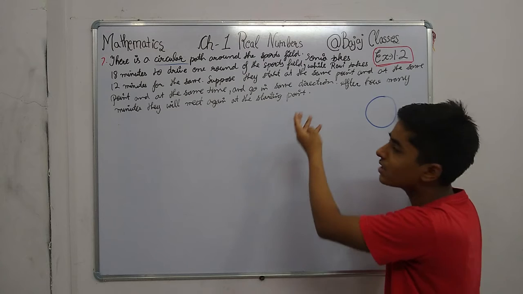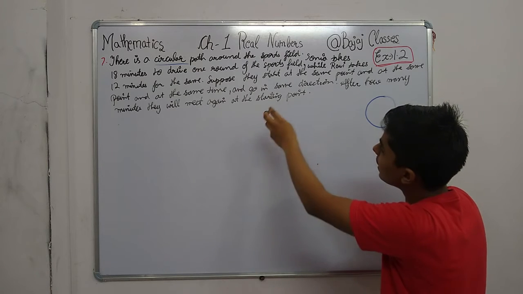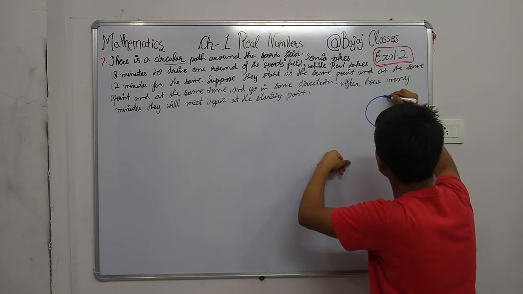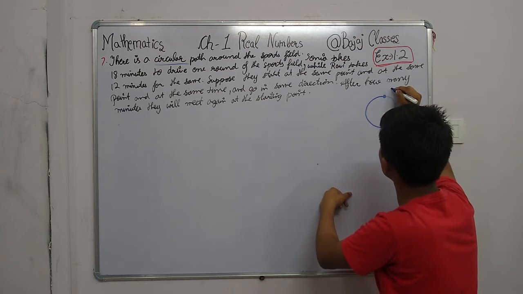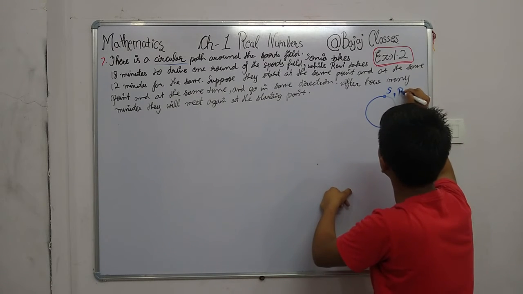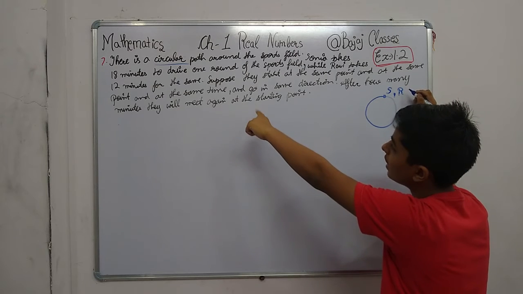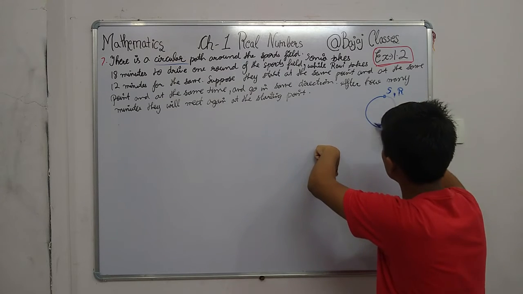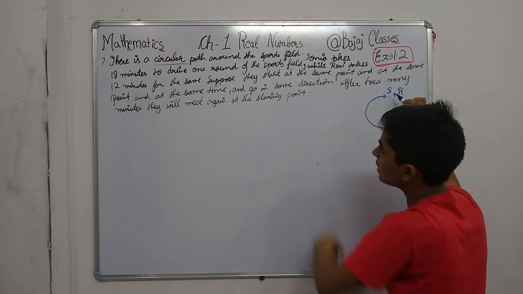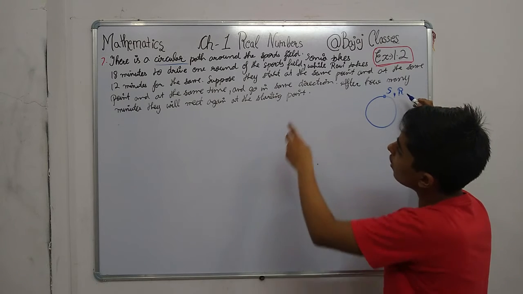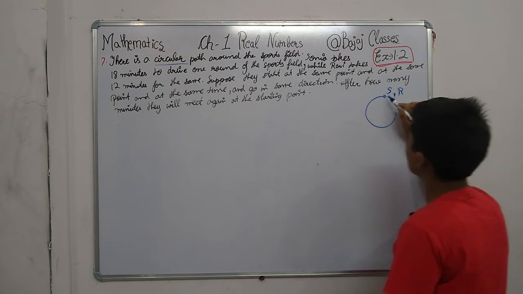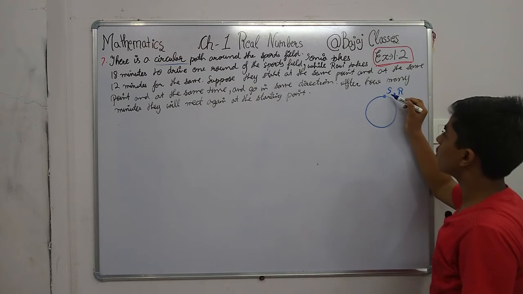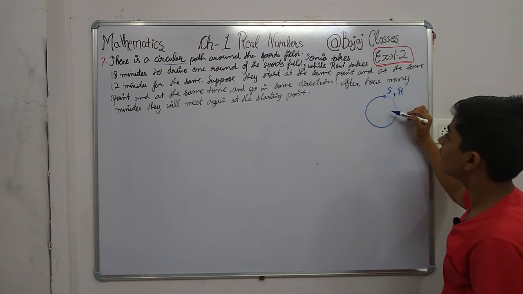Here you don't have to mention the sports field. We take this as the starting point of the path. There are two people, Sonia and Ravi. Sonia takes 18 minutes to complete one round of the sports field, while Ravi takes 12 minutes for the same.